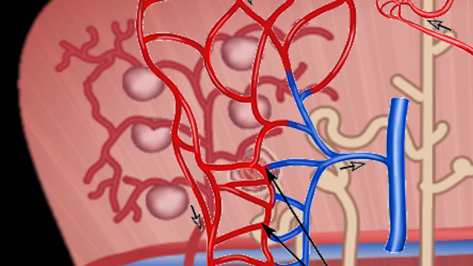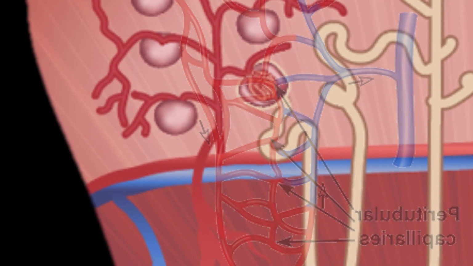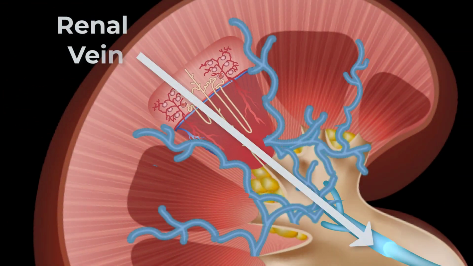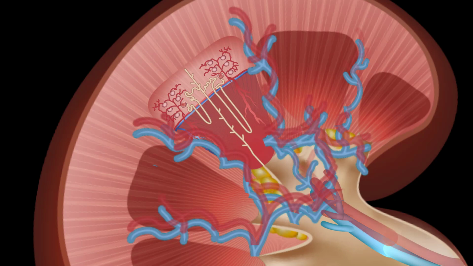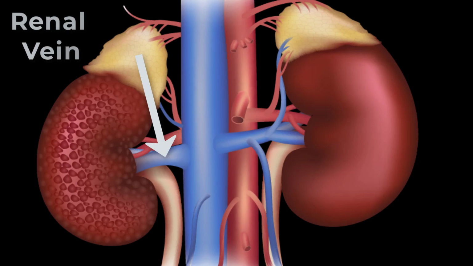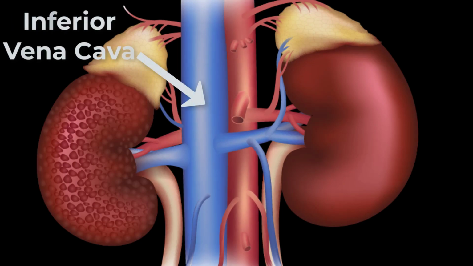The peritubular capillaries carry it away to the cortical radiate veins, arcuate veins, interlobular veins, and the renal vein. These veins travel parallel to the arteries, having the same names. There are, however, no segmental veins corresponding to the segmental arteries. The renal vein leaves the hilum and drains into the inferior vena cava.